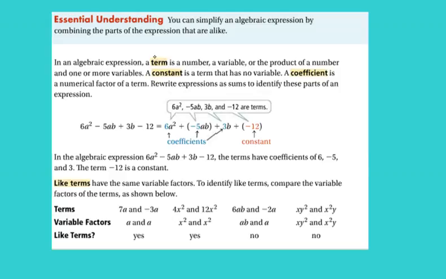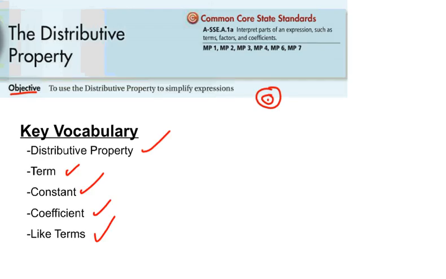So a term, that was one of our words. A term is a number, a variable, or a product of a number or variable. So terms are like these right here. Could be 7a, negative 3a, and those are actually terms that are alike. What do we got? It's 4x squared, so it's got a variable, it's got a number. I'll add a couple other ones. It could just be y, it could just be 6. Those are also terms. They're just a number or a variable or a combination of the two. So that's term.